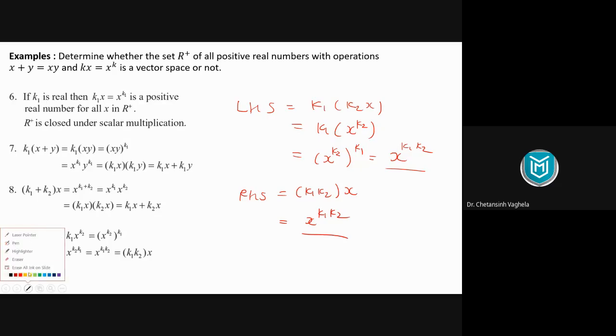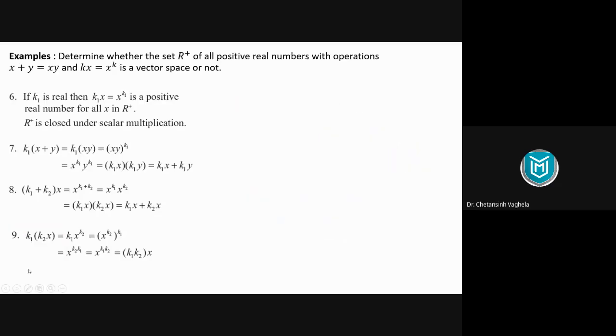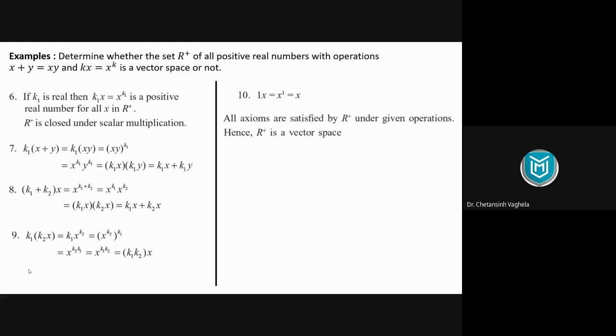And finally, the small and very important rule, that 1 times any object should be that object again. So 1 times x is actually x power 1 as per the scalar multiplication operation, and x power 1 is equal to x. So the 10th rule of vector space is also satisfied here. That means now we can confidently conclude that R plus is a vector space under the given operations.